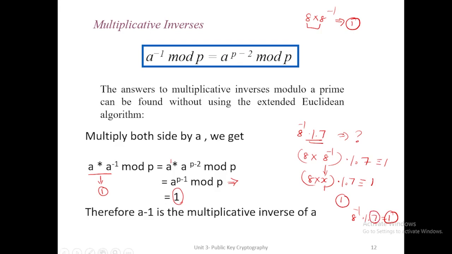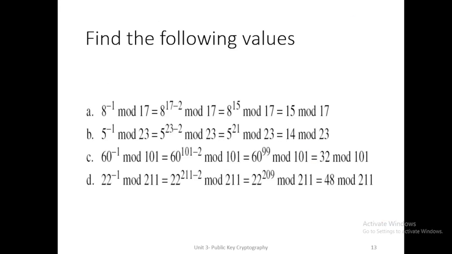In this way, if the power value is negative, we can also apply these concepts. This is another example, 5 inverse mod 23, which means we should find the multiplicative inverse of 5 in mod 23. The answer is 14. 5 times 14 is 70. Then 70 mod 23: 23 times 3 is 69, so the remainder is 1. So the answer is 14.